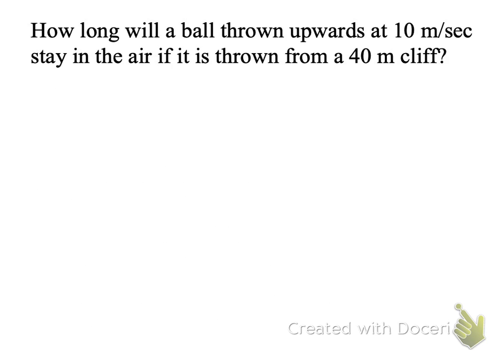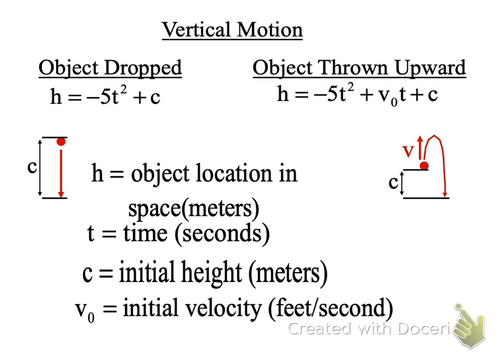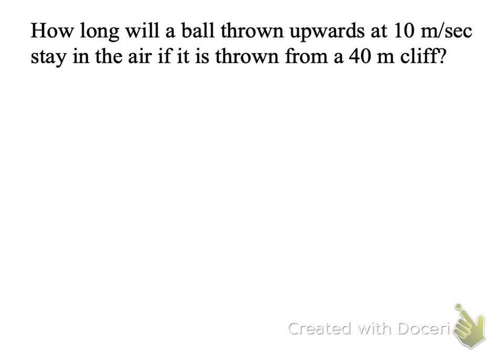Okay. How long will the ball thrown upward at 10 meters per second stay in the air if it is thrown from a 40-meter cliff? Okay, so how long? We're going to use the formula. What was the formula? H equals -5t squared plus the velocity times time plus c. Okay? What are we given?